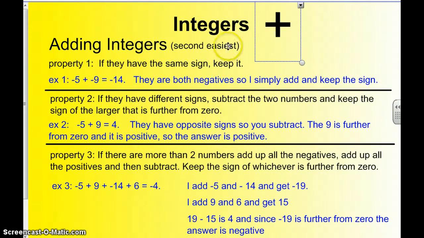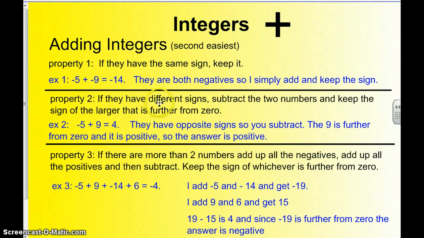Next is adding. Adding is the second easiest. There's three what I call properties. I like that word better than rule. The property is just saying, if you look at it, what's going to be true about adding integers. If they have the same sign, you keep it. So if they're both negative numbers, negative 5 and negative 9, you keep the answer negative because they were both negative. So that is negative 14. Now, if this was positive 5 and positive 9, you already know that's positive 14. Different rules than when you multiply.